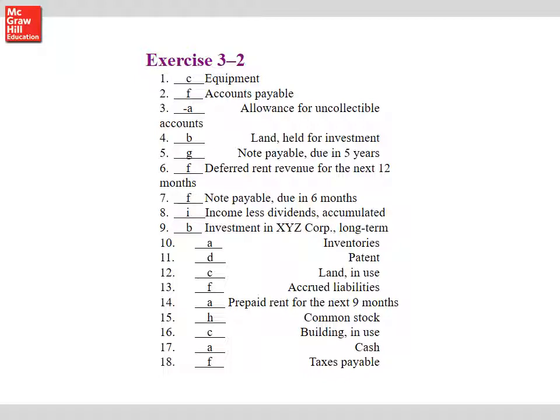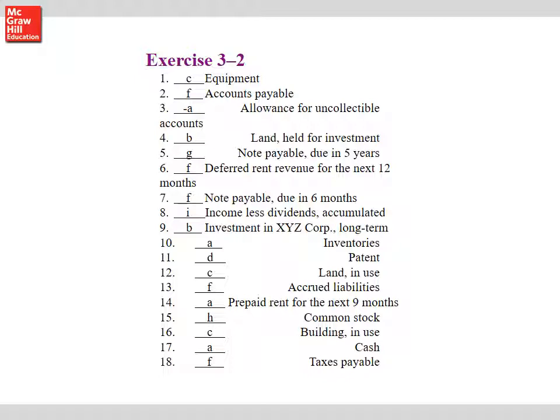Land held for investment, so you're not using it in your business, you're just holding on to it, seeing if it'll go up or down in value. That would be B, investments and funds. So that's your long-term investment area. Notes payable due in 5 years would be G, long-term liabilities. Deferred or unearned rent revenue for the next 12 months would be in current liabilities, F. A note payable that's due in 6 months would be a current liability.